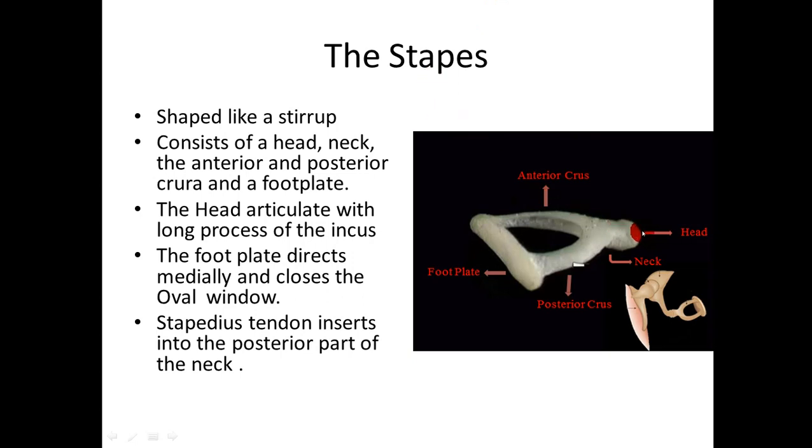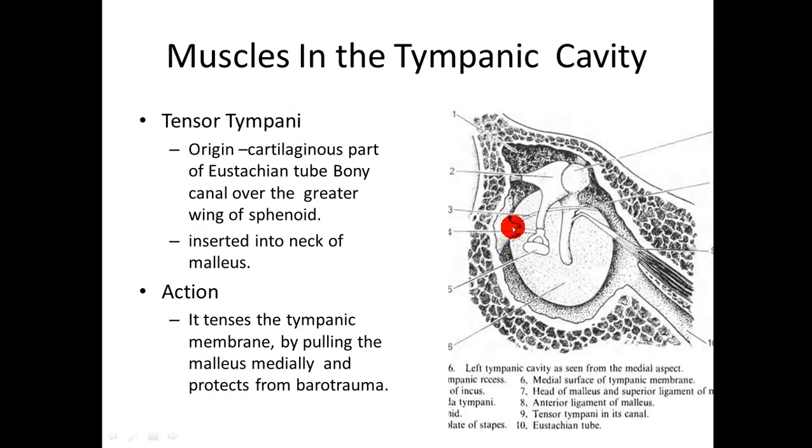And this is the stapes. It has got head, neck, two crura, anterior crus and posterior crus, and the footplate which is going to seal the oval window. Muscles, it has got two muscles, tensor tympani muscle.